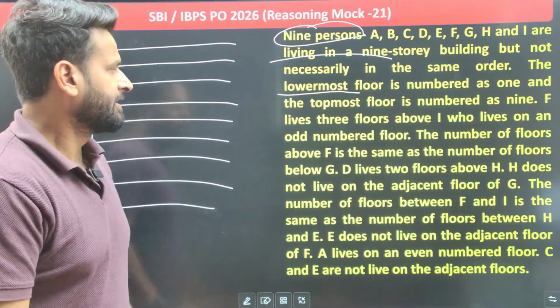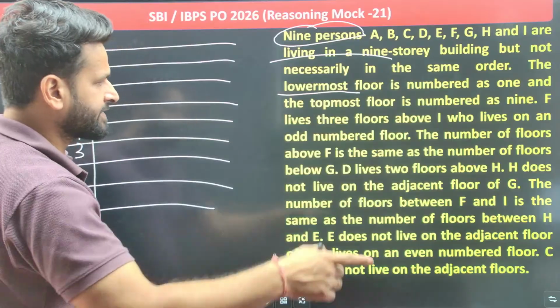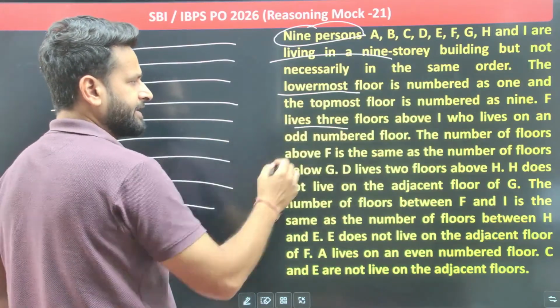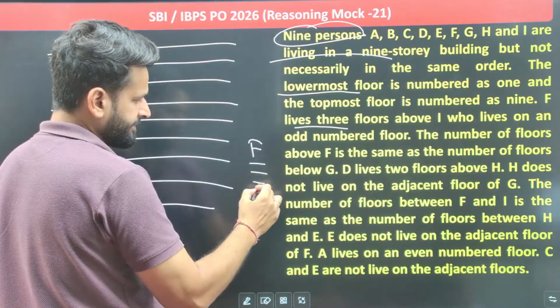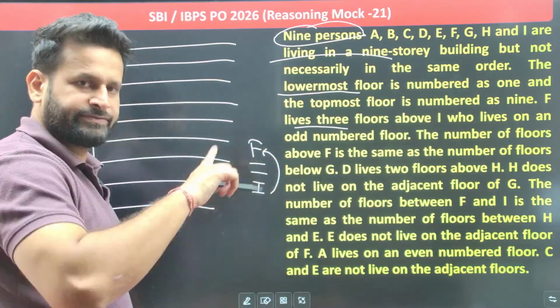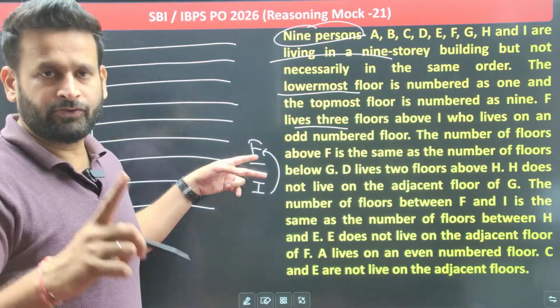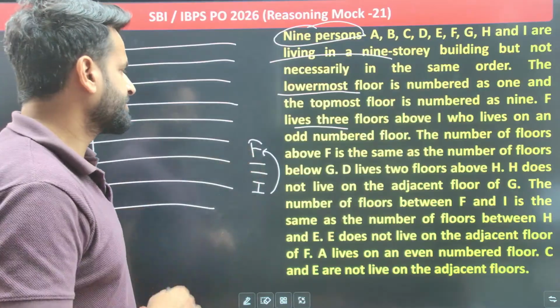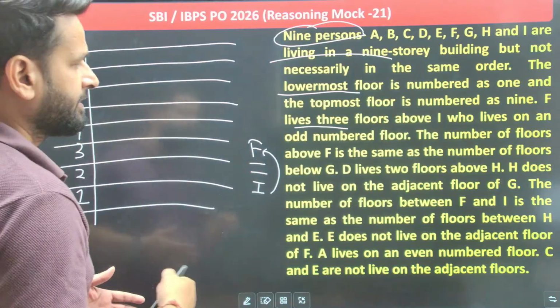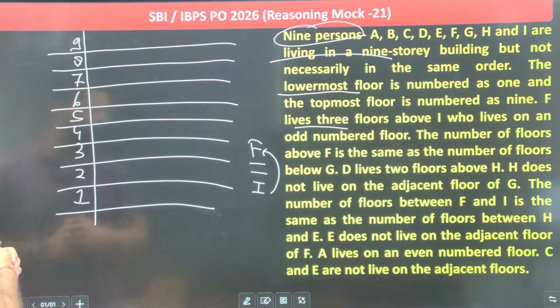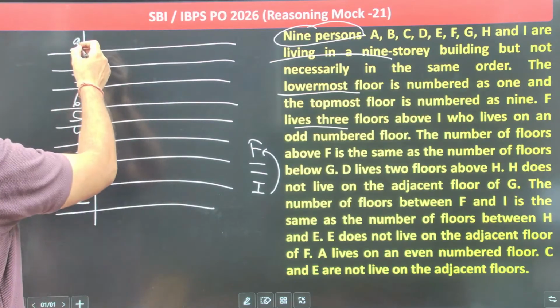Where do we start? F is living 3 floors above I, who is living on an odd number floor. So F is 3 floors above I. This is F, 1, 2, this will be I. In between 2 floors, always one less. I is on an odd floor. Let's try to place this. I is on odd, I cannot be on 9.